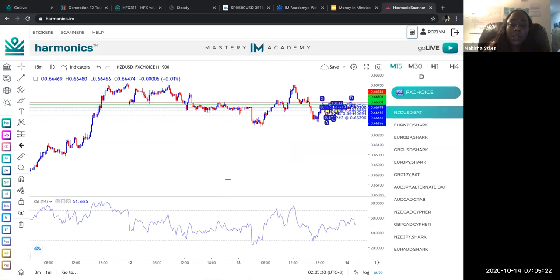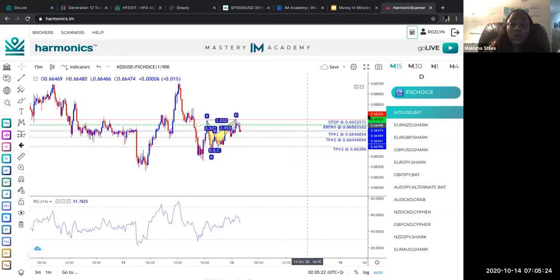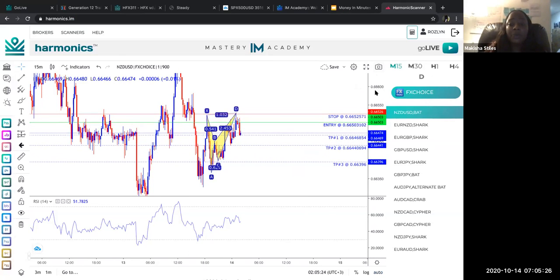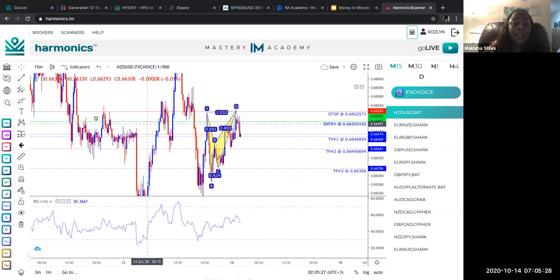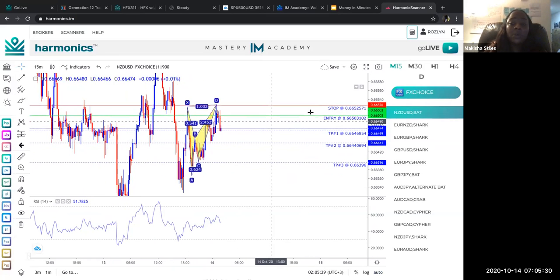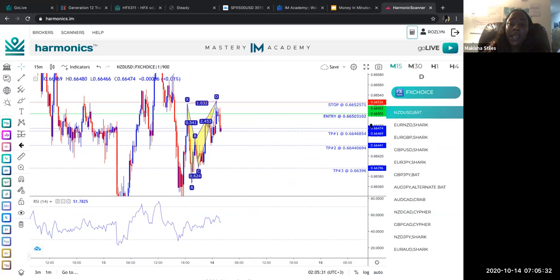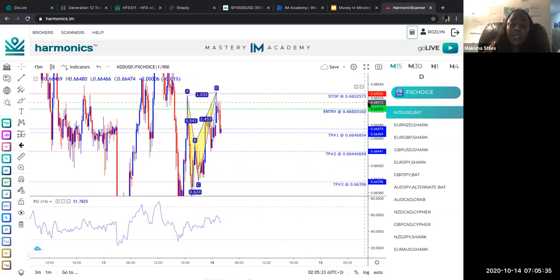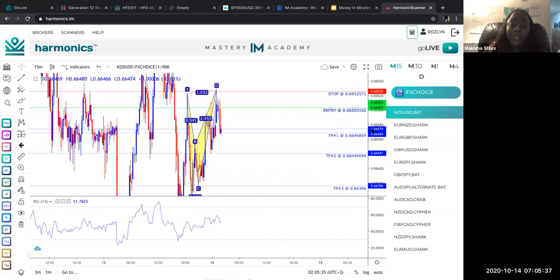This right here is what we use as a tool to take trades from. This is called our harmonic scanner, and this is only privy to us. This scanner is an AI system, as we say, and it's 87% accurate.